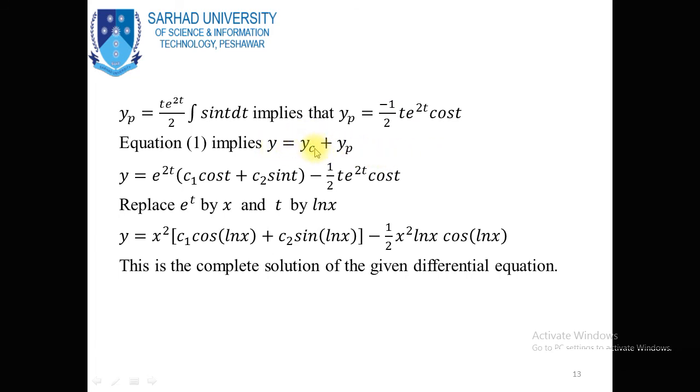Now the general solution of the given problem is equal to yc plus yp, the complementary solution plus the particular solution. Putting the complementary solution e power 2t into c1 cos t plus c2 sin t, and the particular solution minus 1 over 2 t e power 2t cos t. Now in this solution, replace e power t by x and replace t by natural log x. We obtain x square into c1 cos log x plus c2 sin log x minus 1 over 2 times the value of e power 2t, which is x square, and the value of t is log x, and cos log x. So this is the general solution of the given problem.